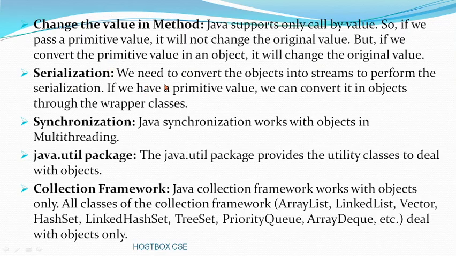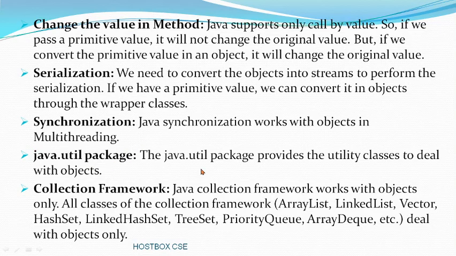Then serialization. We need to convert the object into streams to perform serialization. If you have a primitive value, we can convert it into an object only through the wrapper classes. With the help of wrapper classes, we can solve this problem in serialization. Then synchronization: Java synchronization works with objects in multi-threading also.